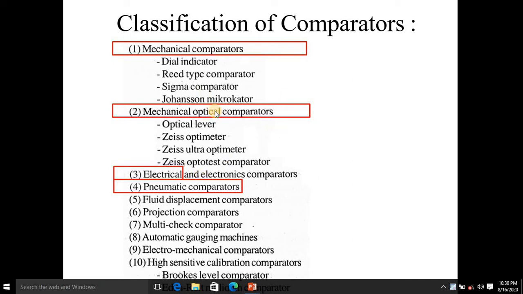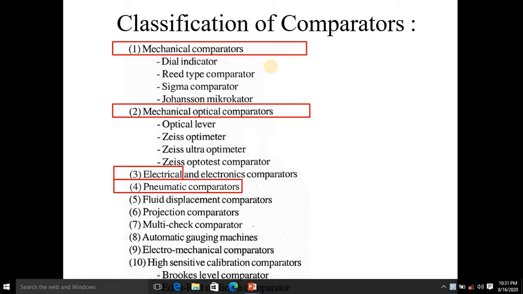Myself SS Jugle, and in the last lecture we dealt with what the different types of comparators are, what a comparator is, what its applications are, and what the importance of a comparator is. Now today we are going to deal with the different types of mechanical comparator.